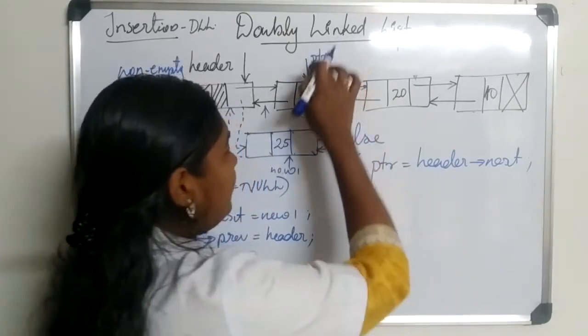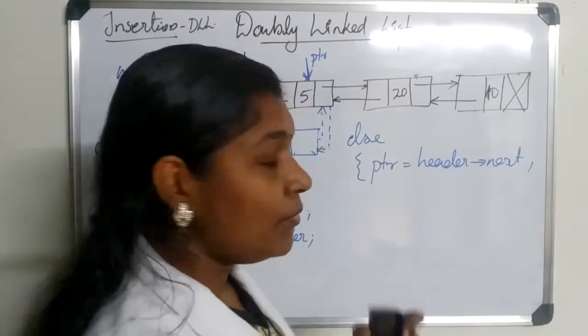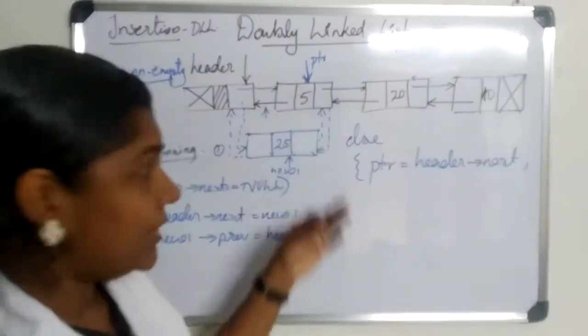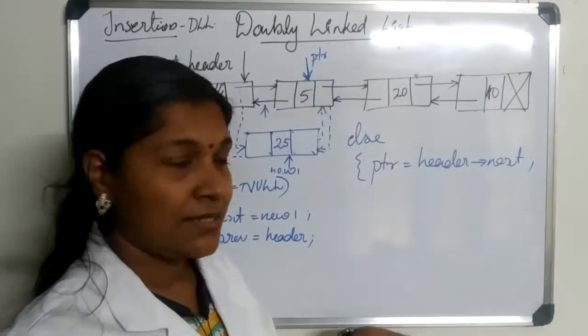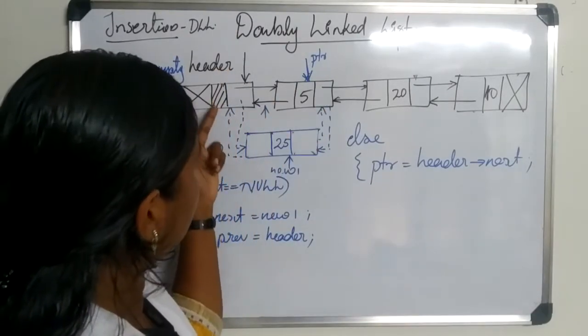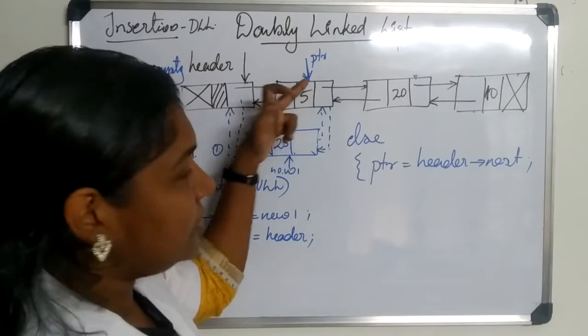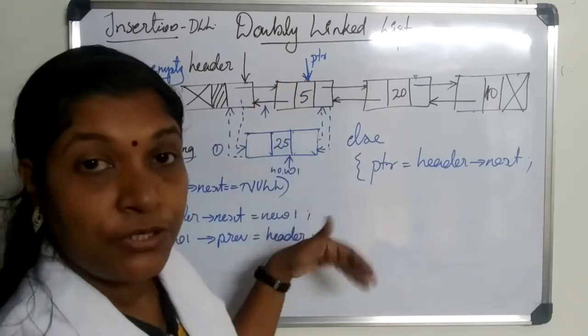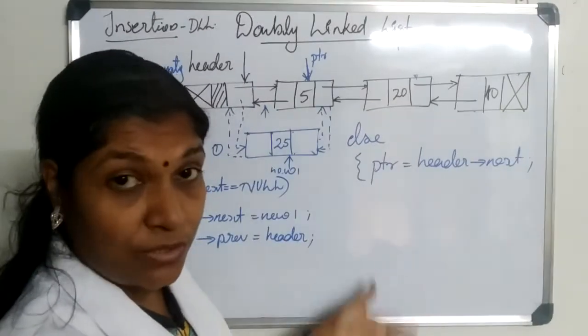Okay. So right now ptr is pointing to this node. Then what is the next step? We have already checked whether it is empty or not. Right now it is not empty. That case we are considering. So right now we have the name header for the first node, the name ptr for this node, and the name new one for the newly entering node. Okay.